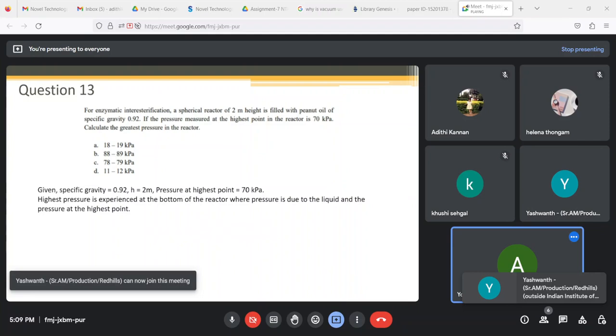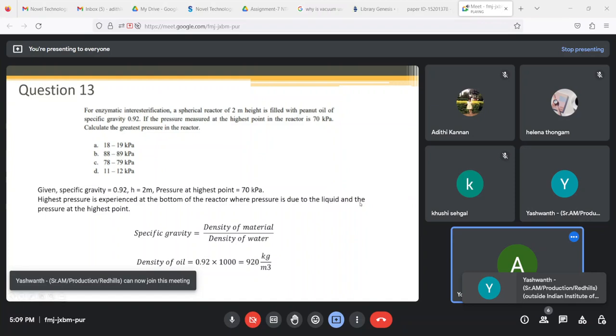Before we go to that, for the calculation of pressure, we need the density of the fluid. The density of the fluid can be calculated from the specific gravity. As we all know, specific gravity is equal to density of the material divided by density of water. Specific gravity is given here. Density of water is 1000 kg per meter cube. So from there we can calculate the density of the oil. Density of oil is equal to 0.92 into 1000 kg per meter cube, which is 920 kg per meter cube.